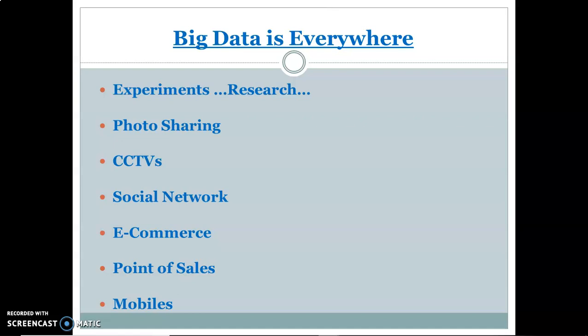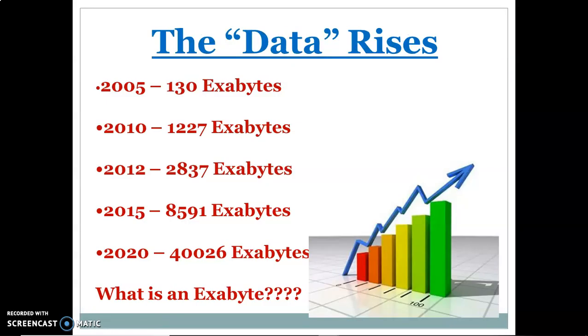The point of sale terminals are there, mobiles are there. Mobiles are creating and sharing a huge amount of data. Like everything is being done with mobiles in today's world. So mobiles are a big source of big data. So in the slide, you can see that the data has risen exponentially, I would say.